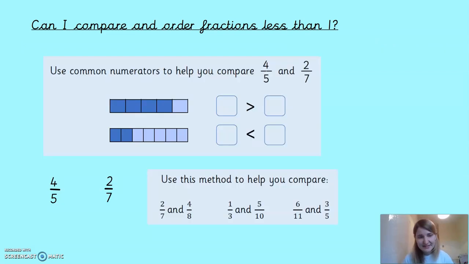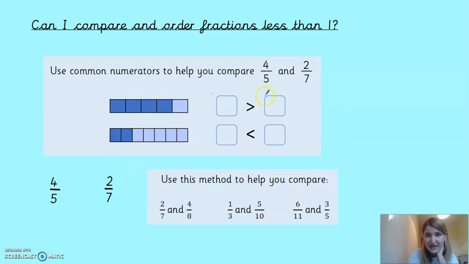Right, now this time we've got another added layer. It's a little bit trickier because we've got different denominators and different numerators. Okay, but again, if we look, I've done a bar model to represent it. I can see that 4 fifths is going to be more than 2 sevenths.